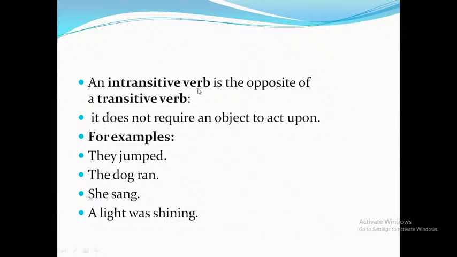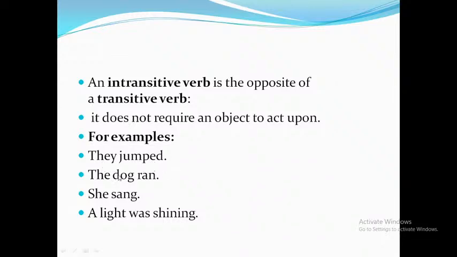So an intransitive verb is the opposite of a transitive verb. It doesn't require an object to act upon. It doesn't depend on an object. It itself completes its sentence. For example, they jumped. Okay, they jumped, and after that you will find a full stop. But there is no object here. Can you see the object here? Can anybody see? No, we can't see any object.